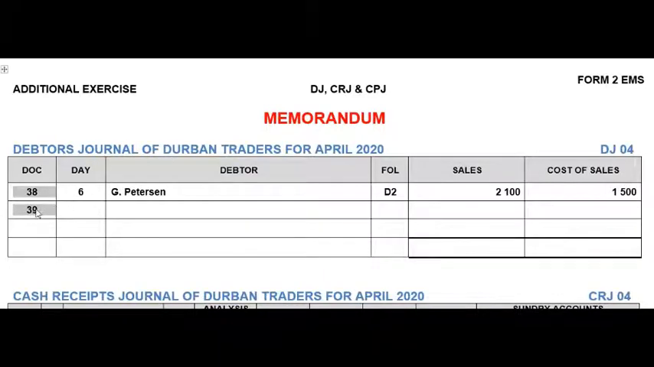The next debtor will also get an invoice number 39, because these two must follow on each other. It's still on the 6th, so you don't write the date again. It's to M. Rashid, who is debtor number 1. The sales value is 2,520 Rand, and you had to calculate cost of sales as 1,800 Rand.